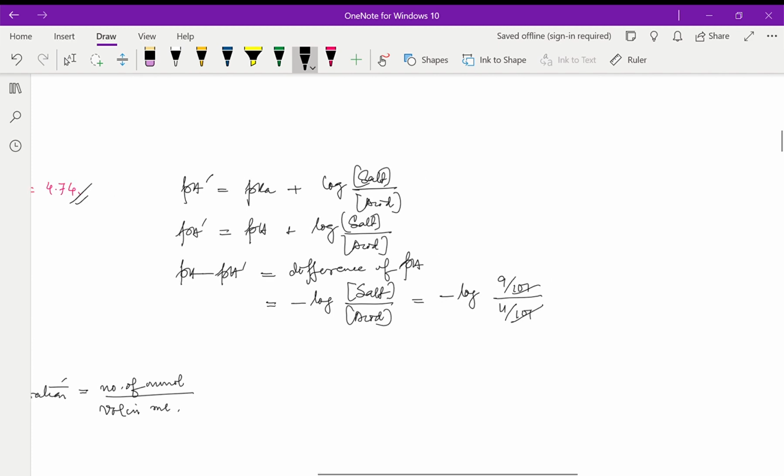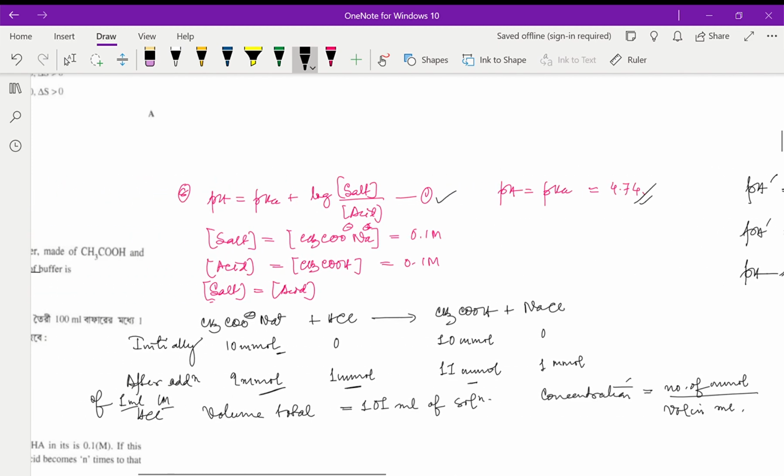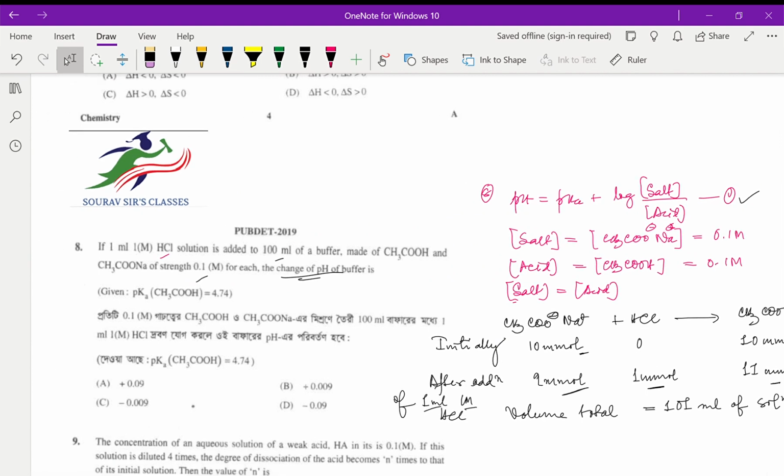Or we can simply write this as to be minus log 9 by 11. Okay, and if we calculate for 9 by 11, it is going to come, rounding off to 0.08715, and that we can round off to 0.9. So this is going to be the difference, and if you check our answers over here, then obviously we will say the answer is going to be this, A.